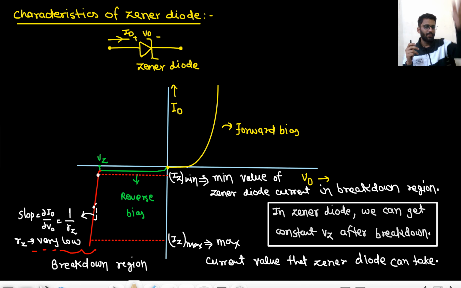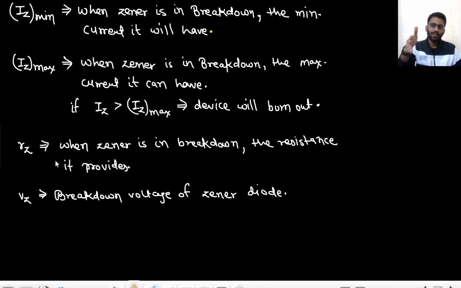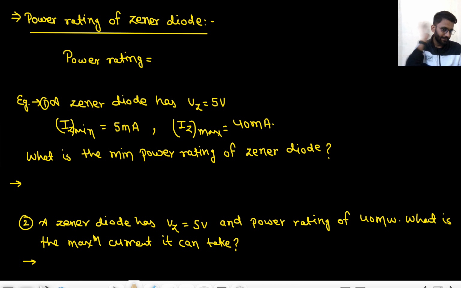Characteristics of Zener diode. Forward bias, everything is there. Iz minimum is the minimum value of Zener diode current in the breakdown region. Iz max is the maximum current a Zener diode can have. In a Zener diode we get a nearly constant Vz voltage at breakdown. It will also provide some resistance, that is Rz. And Vz is the breakdown voltage of the Zener diode, and it will be mentioned in the question. Now there is a term called power rating of Zener diode.